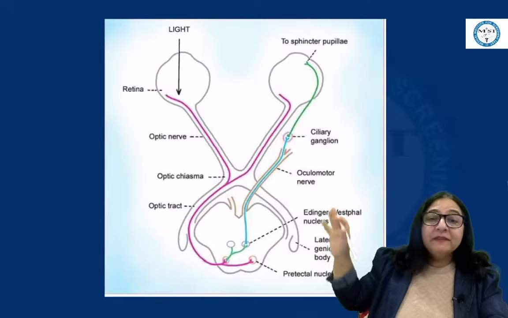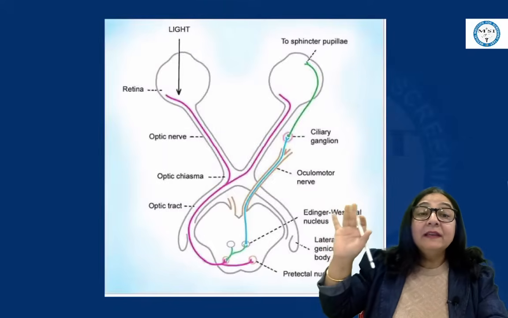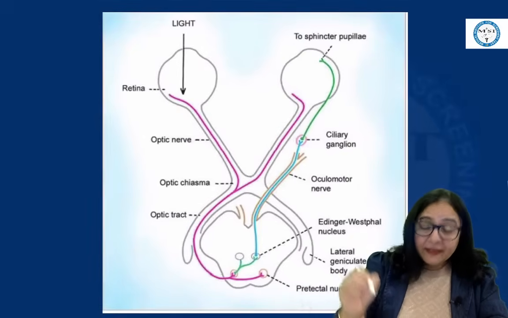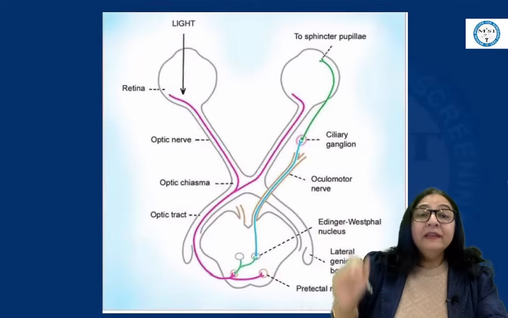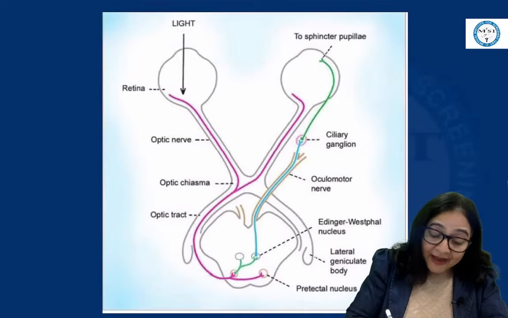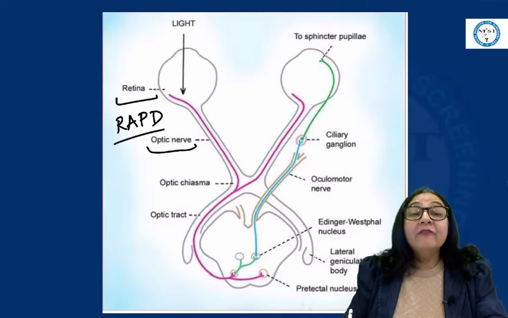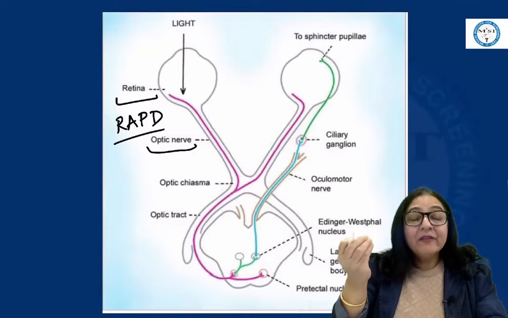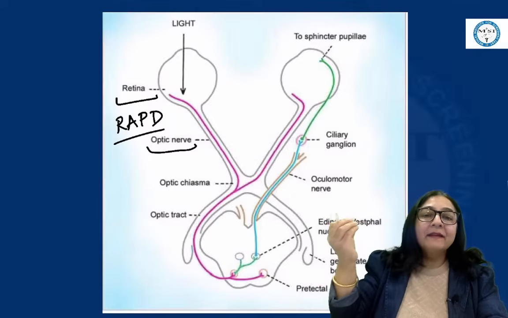Now at any point of time, if different areas are affected, like if there is a lesion in the retina or in the optic nerve, okay, so if there is any severe retinal disease or a lesion of the optic nerve, that will lead to a condition called RAPD, relative afferent pupillary defect, because the sensory part of the pupil reflex is gone. Okay, so that can lead to RAPD or Marcus Gunn pupil.